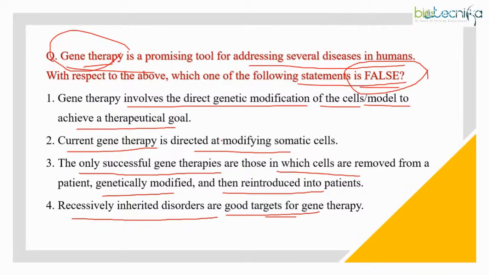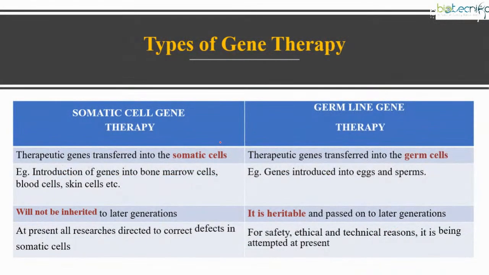What should be the correct answer? The correct answer over here is statement 3. Now, why is statement 3 incorrect? Because this is not the only gene therapy. We have two different types. First, you can classify gene therapy based upon the type of cell. That is somatic cell gene therapy. Another one is germline gene therapy.